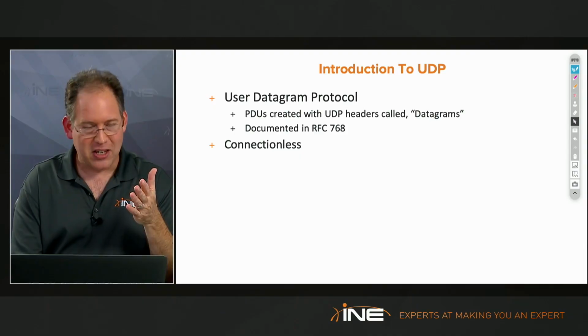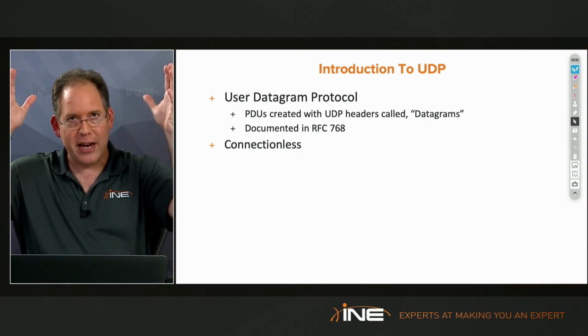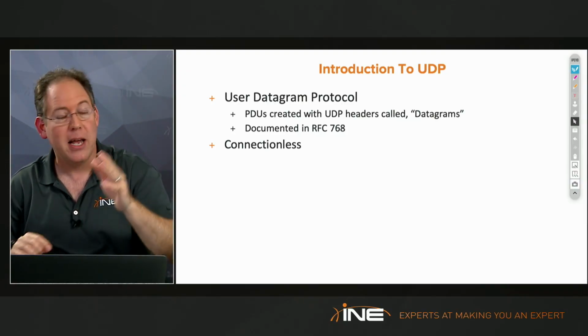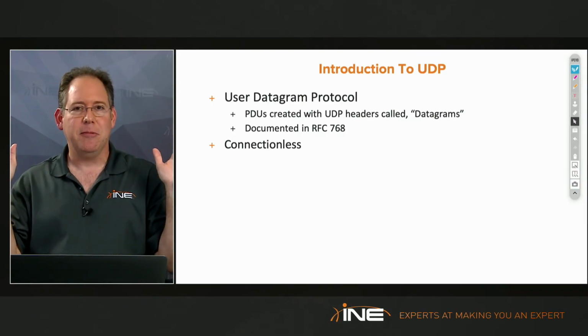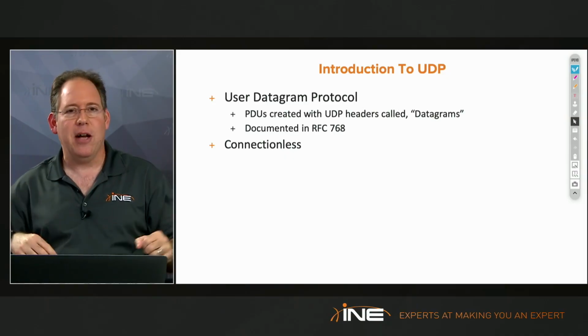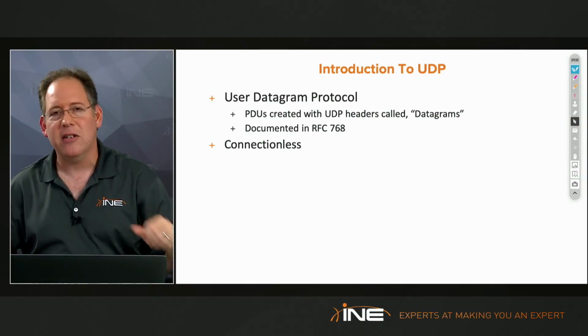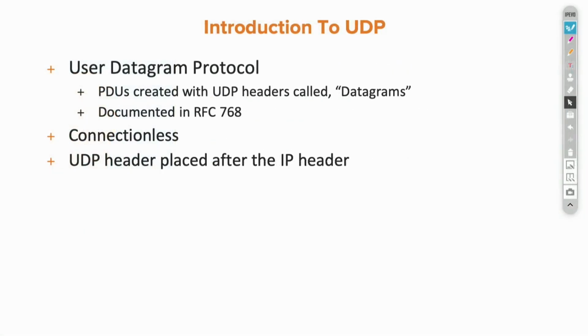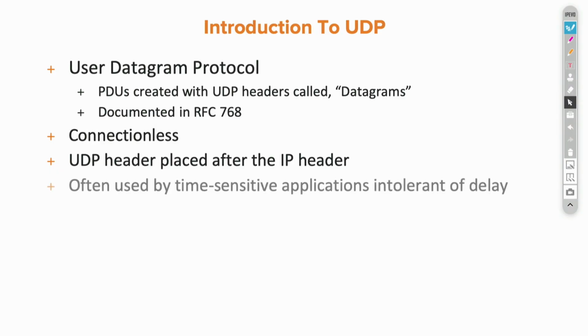A protocol that is connectionless says, hey look, I'll take your data, I'll stick a header on it that's appropriate for putting it into the network. After that, my job is done. I don't care if it got there or not. I did my job to just send it out on its way. UDP is connectionless. And the UDP header, as I mentioned, is placed right after the IP header.